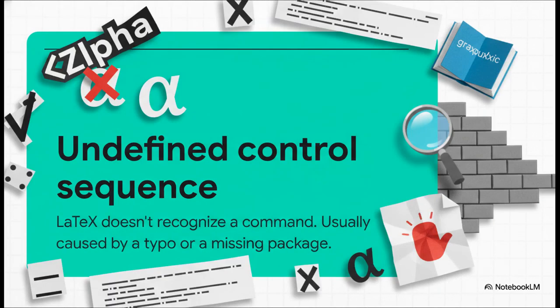All right, next on our list, undefined control sequence. This is your classic typo error. You accidentally typed \Zelfa when you meant \alpha. Or, and this one's a bit sneakier, you tried to use a command like \includegraphics, but you completely forgot to include the graphics package at the top. Either way, compilation stops, dead in its tracks.